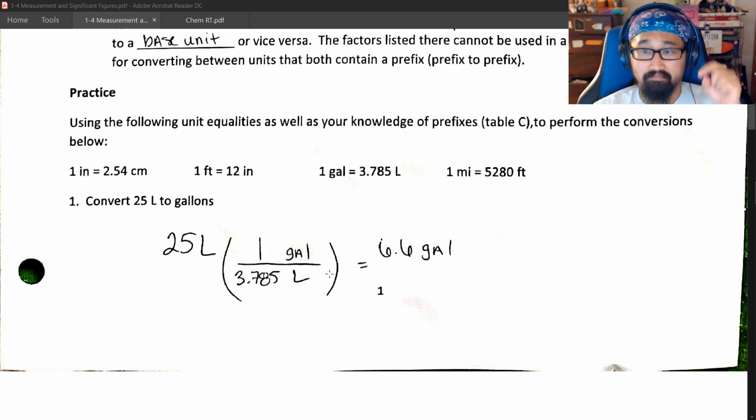It's fine. Type into your calculator 25 divided by 3.785. You can multiply by 1 if you want to. You don't have to. Anything times 1 is just itself. When you do that, you should get 6.6. Gallons is our unit because liter is on top and liter is on the bottom, so they totally cancel out. There it is, rounded to the nearest tenth.